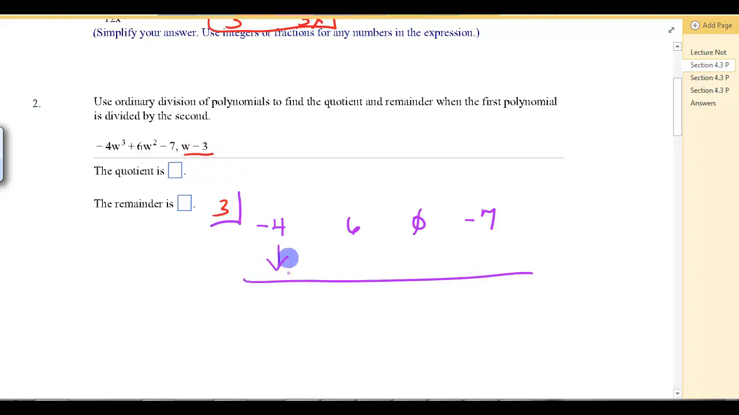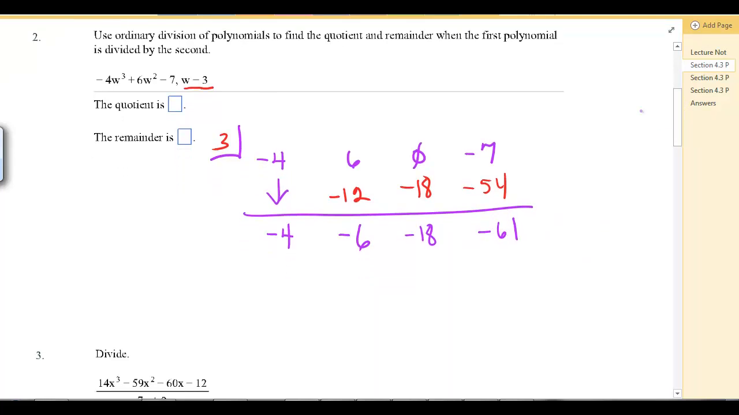We'll come down with this guy. Negative 4 times 3, negative 12. That'll be a negative 6 here. Negative 6 times 3, negative 18. We add, we get negative 18. Multiply, negative 54. And add there, we get negative 61.